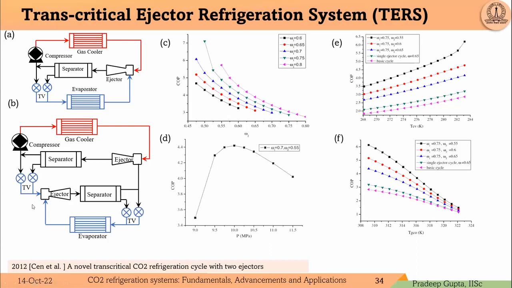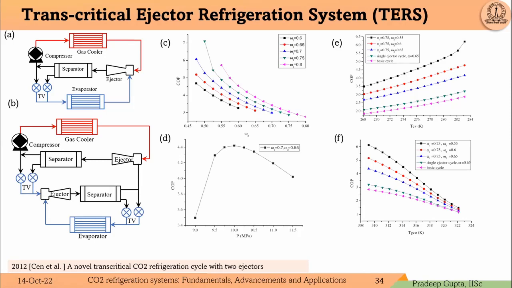Yes. So I can understand two-stage compression with intercooling, there is some benefit, some theory. Here, can you explain what is the theory, or the concept behind two ejectors? For example, you have two compressors in series with intercooling. If there is no intercooling, there is no use. You may use two compressors because one compressor will not be able to take up that much pressure ratio.